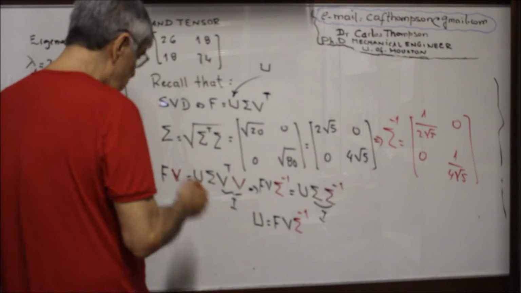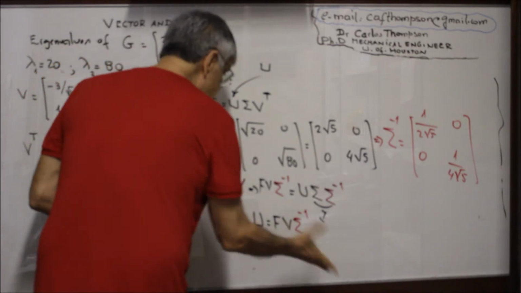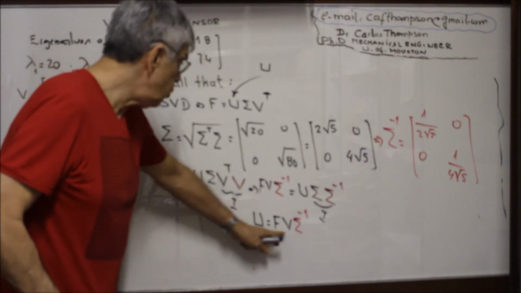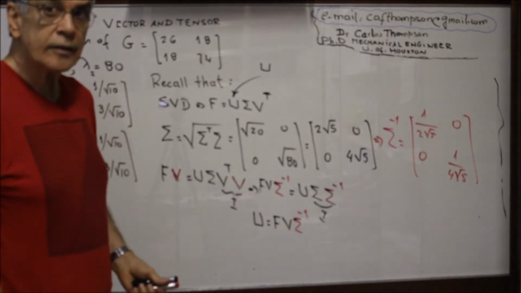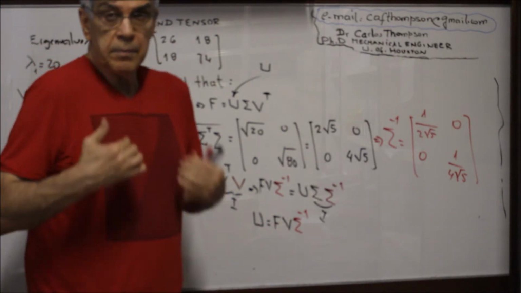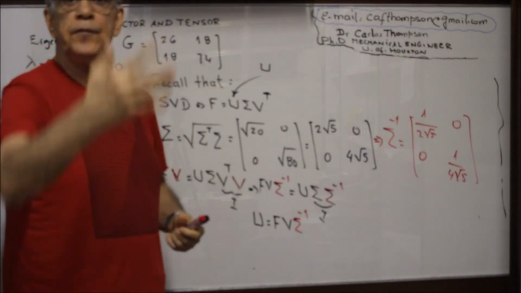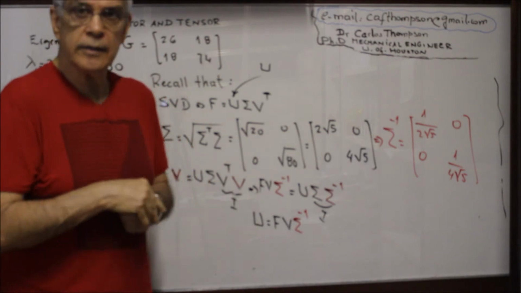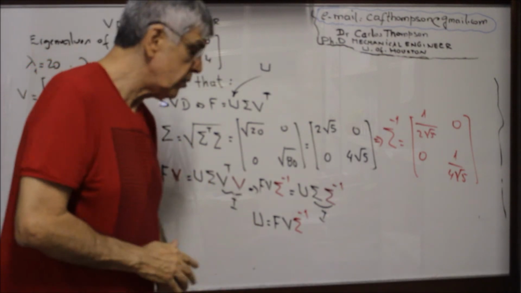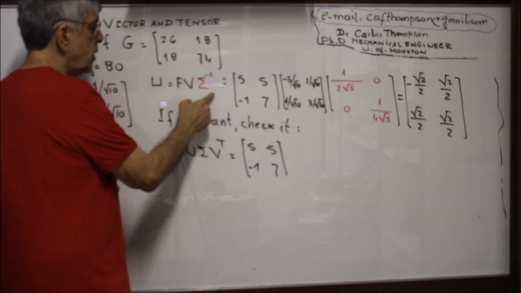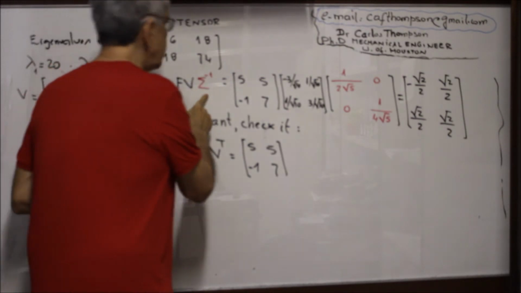Now we are ready to calculate U. So let's do it. The only thing we need to do is multiply matrices. That's it. So that's U. In my viewpoint, it's quicker than eliminating V to calculate U and the whole thing. Okay, let's calculate U. So U is F V sigma minus 1, the inverse of sigma.